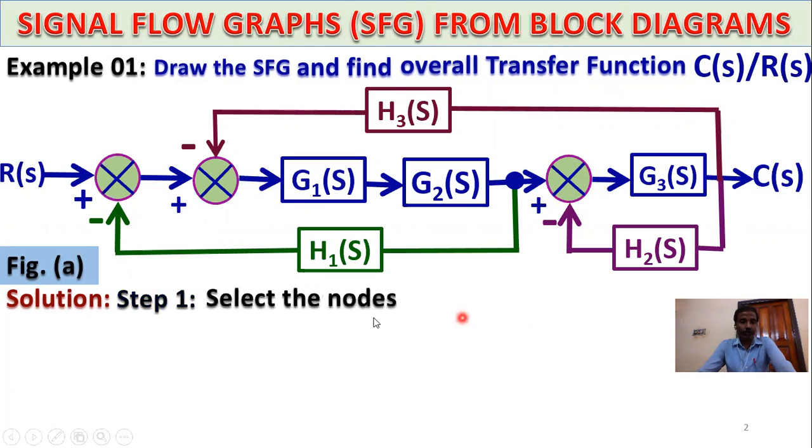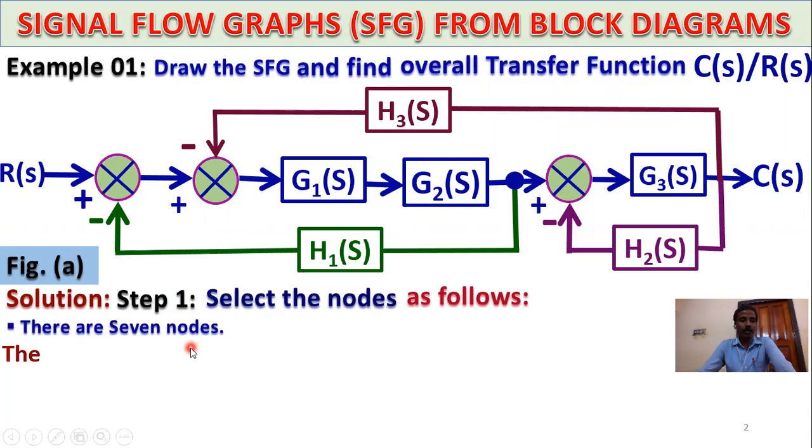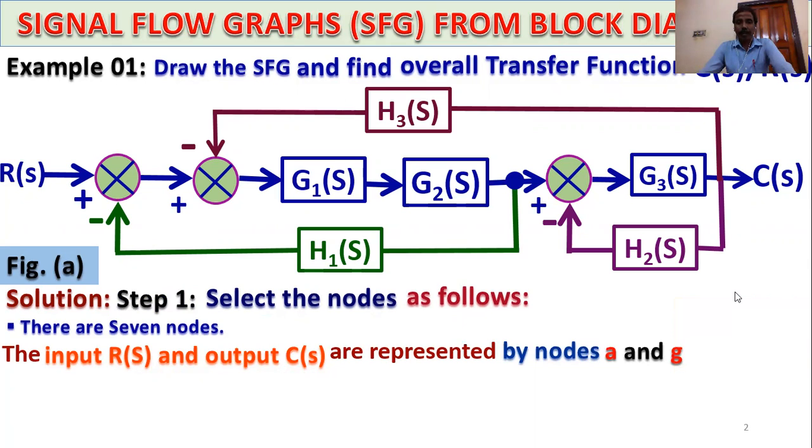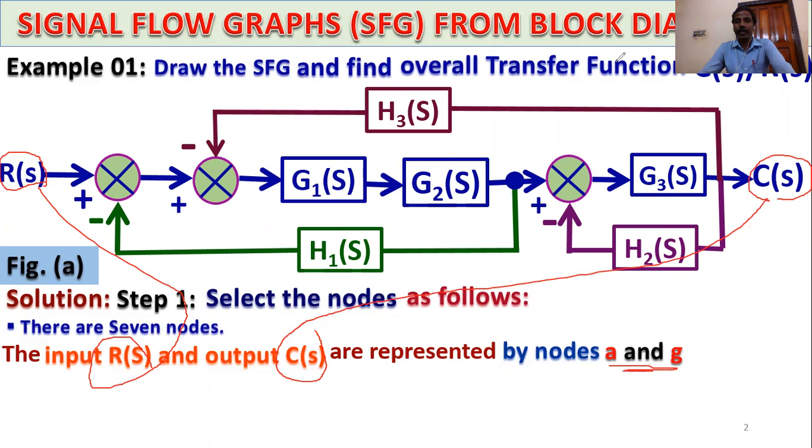Solution. Step 1: select the nodes as follows. There are 7 nodes. The input R(s) and output C(s) are represented by nodes A and B. So this is R(s), and this is C(s).